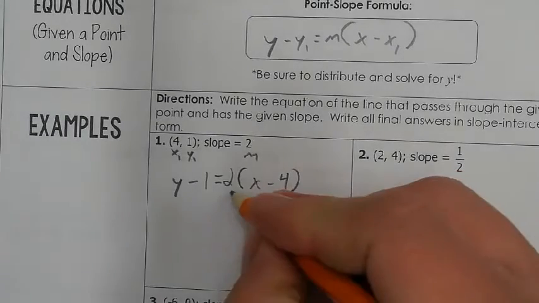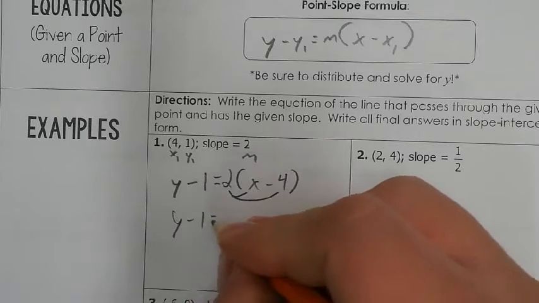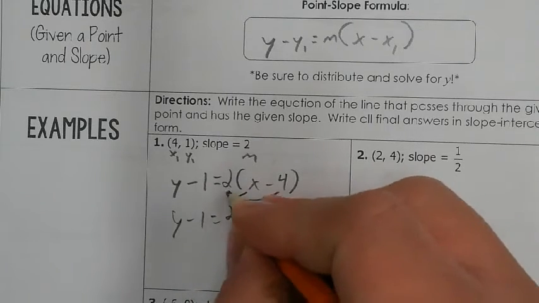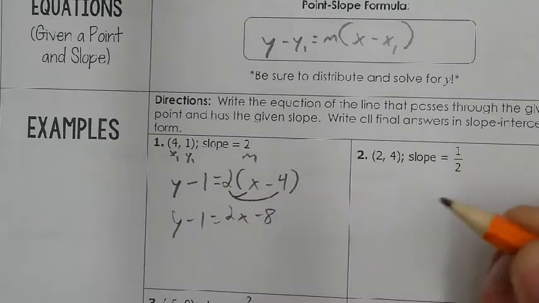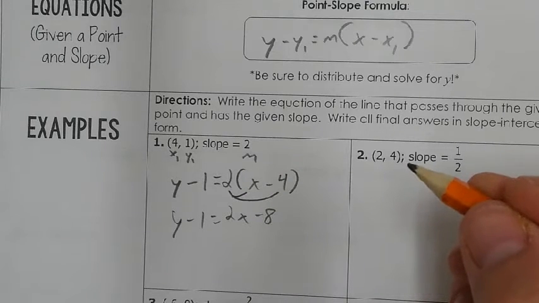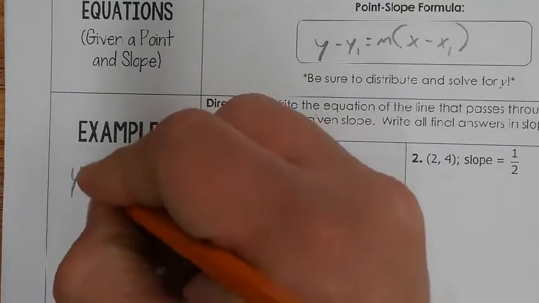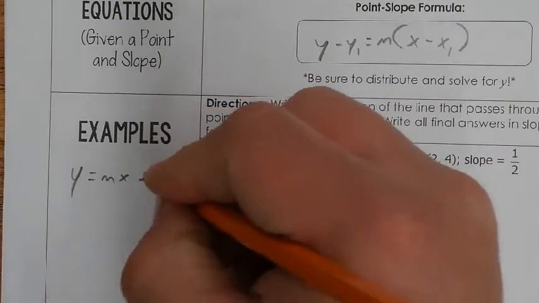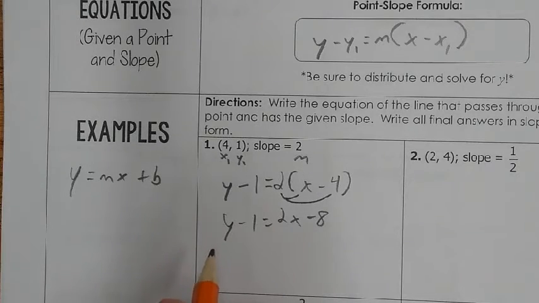Distribute. So we do 2x, and then 2 times x is 2x. 2 times negative 4 is negative 8. Everybody with me so far? Yeah. And now we got to get that y by itself, because the whole purpose of this is we are wanting the y equals mx plus b form. So where the y is by itself. So what are we going to do to get that y by itself?